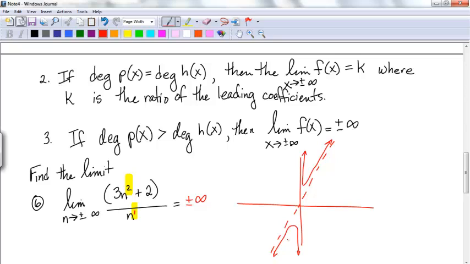Okay. So as x is going to positive or negative infinity, your graph is going to positive or negative infinity. As x is getting large, this one's going to positive infinity. As x is getting small to negative infinity, y is going to negative infinity. So positive or negative infinity. Okay. Look at another example.